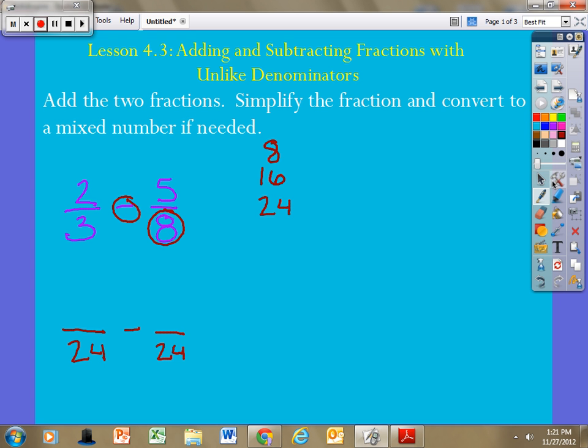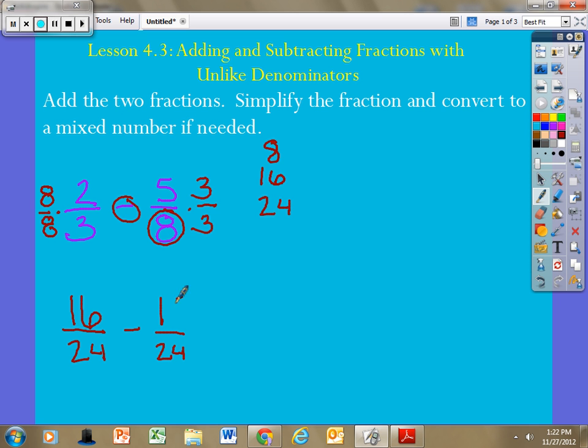Okay, so now I am just going to do the same thing I did for addition and ask myself, what did I multiply this 3 by to get 24? It's 3 times 8. Again, this is why it's great to know your multiplication facts. Whatever I multiply the denominator by, I must multiply the numerator by. 8 times 2 is 16, so there's my new numerator, 16. Okay, what did I multiply 8 by to get to 24? Well, I multiplied it by 3. Whatever I multiply the denominator by, I must also multiply the numerator by. 5 times 3, I'm sorry, is 15.